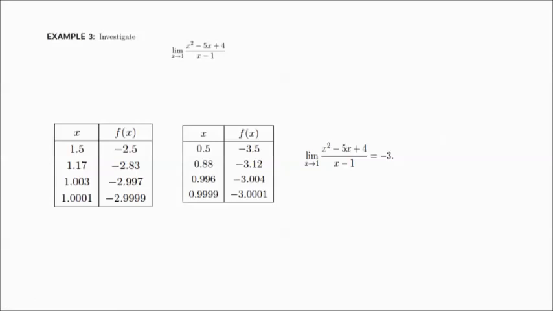Okay. So next example, this one is a bit long. x squared minus 5x plus 4 over x minus 1. So our constant is 1. So the left side is this, the right side is this, right? So when you substitute there, these are the values. So approaching -3.